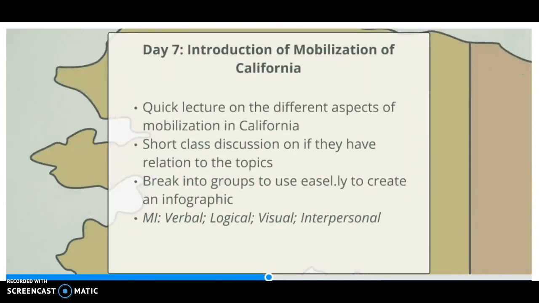So, day 7, Introduction of Mobilization California. It's a quick lecture, a short class discussion on if they have any relation to any of the topics being discussed, which are San Diego's transformation into a boomtown (have they been to San Diego?), the establishment of Camp Pendleton, Balboa Park during World War II, industrialization, and the Manhattan Project. And then they will break into groups and use the short lecture to make an infographic.